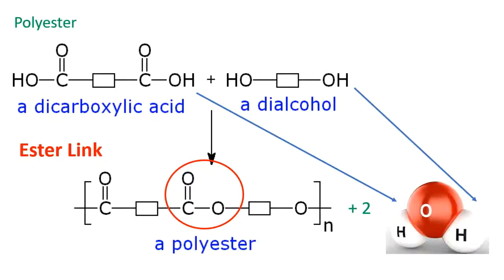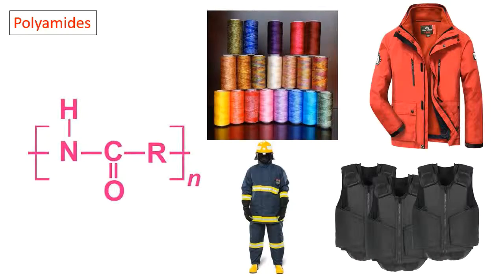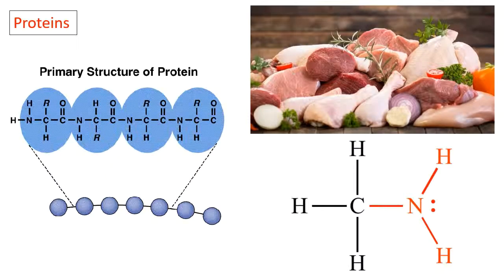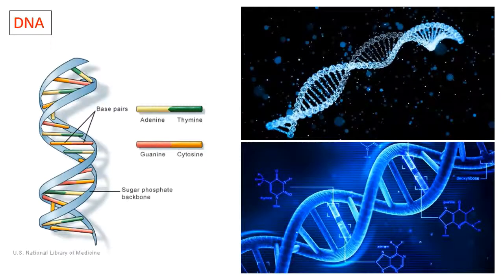Other examples of condensation polymers include polyamides, from the reaction of a carboxylic acid and amine. Proteins, from amino acids, which themselves are formed from an amino group, NH2, and a carboxylic group. And DNA, which is what makes you.